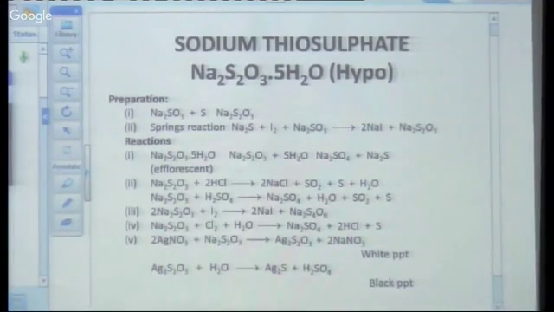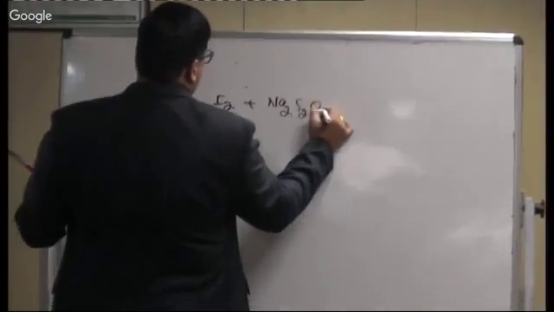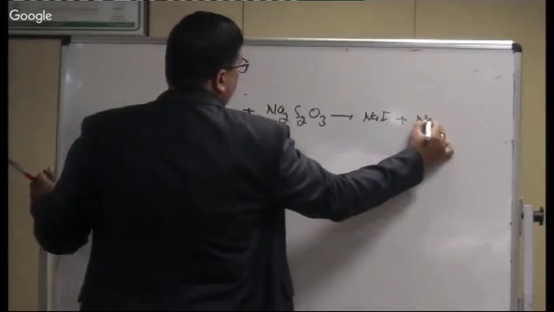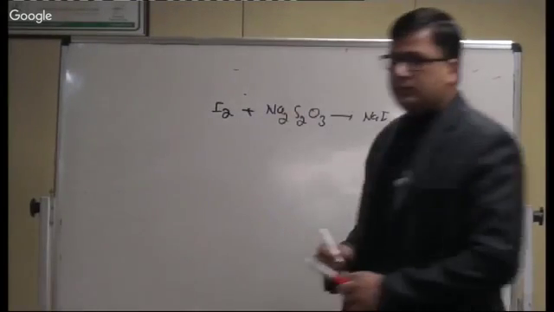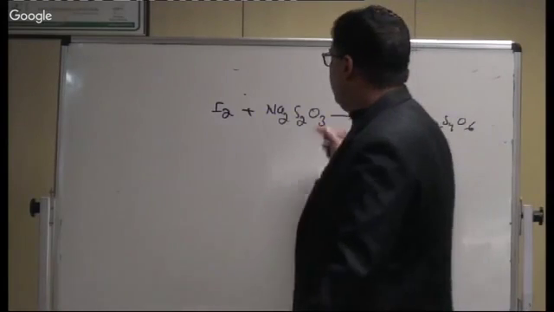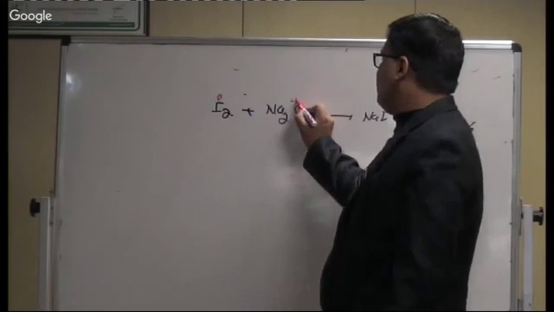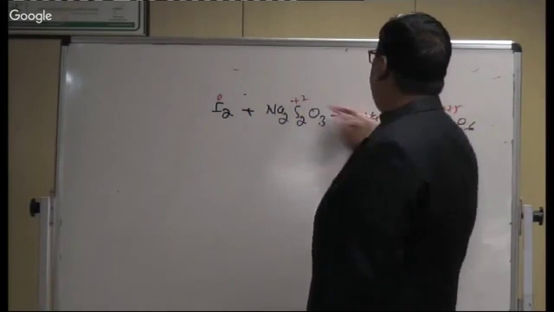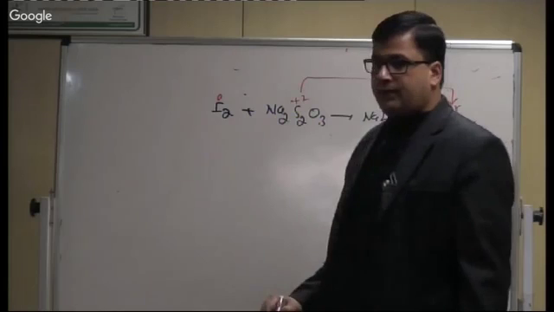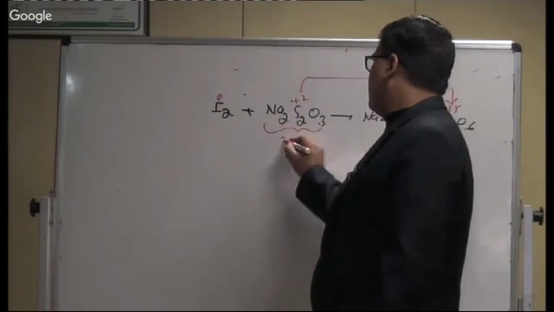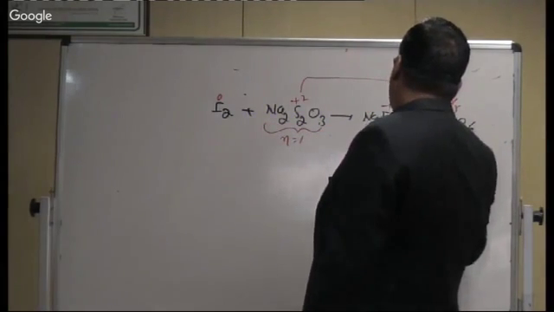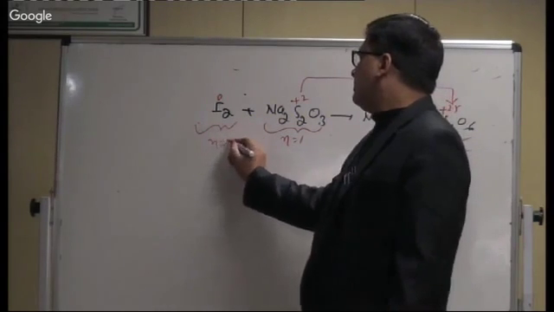See, iodine with Na2S2O3 gives NaI and Na2S4O6, sodium tetrathionate, right? Here, the oxidation state of iodine is 0 to -1. It accepts electrons. Sulfur, you can see, is +2, +2 going to +2.5, +2.5. How many electrons does it accept? 0.5. The n factor of this is 1. The n factor of this is 2. The n factor of iodine is 2.